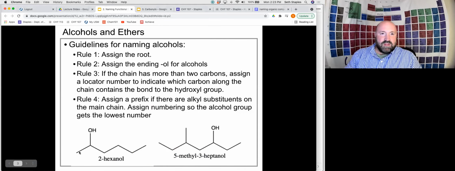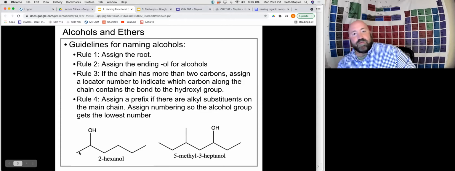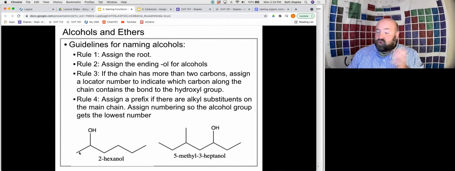So let's look at our rules for naming alcohols. Just like all of our naming rules that we've talked about so far, first thing that we want to do is assign our root. So what is our longest carbon chain? We assign the ending OL for an alcohol. If the chain does have more than 2 carbons, we assign a locator number, just like we've done before. Only now that locator number is going to be used to identify which carbon has our hydroxyl group.